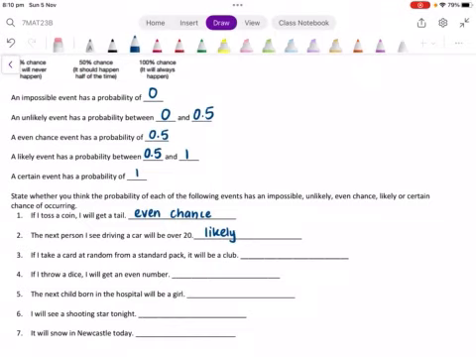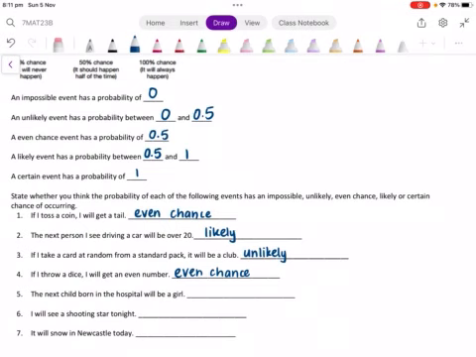If I take a card at random from a standard pack, it will be a club. Now, this is unlikely because if we look at a standard pack of playing cards, we have 4 suits. We have clubs, spades, diamonds, and hearts. So if we were to pick a club, there is about a quarter chance that we would get a club from a standard pack. If I throw a dice, I will get an even number. This is even chance because we have 6 numbers on our dice and 3 of them are even, 2, 4, 6. So it's an even chance that we get an even number or an odd number.